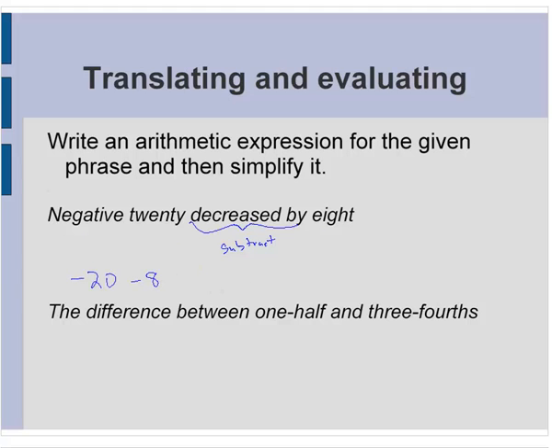So there's the phrase. And evaluating it would give us negative 20 plus negative 8, changing the subtraction to addition of the opposite. Negative 20 plus negative 8, same signs, keep the sign, negative, add the values. 20 plus 8 is 28.